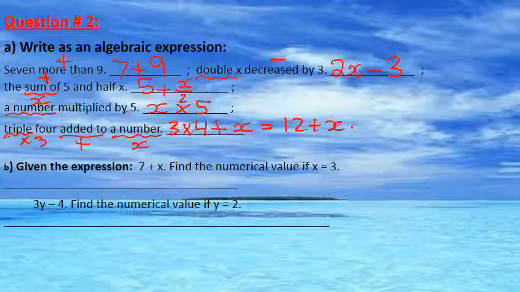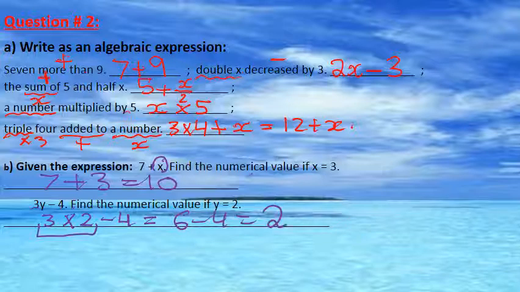Now, given the expression which is 7 plus x, we should find the numerical value of this expression if x equals 3. So in the expression, we replace x by the given value which is 3. So we write 7 plus 3, it's equal to 10. Now 3y minus 4, we should find the numerical value for y equals 2. 3y means 3 is multiplied by y, so we write 3 times, and we replace y by 2, minus 4. Here we apply order of operation. 3 times 2 is 6. 6 minus 4 is equal to 2.